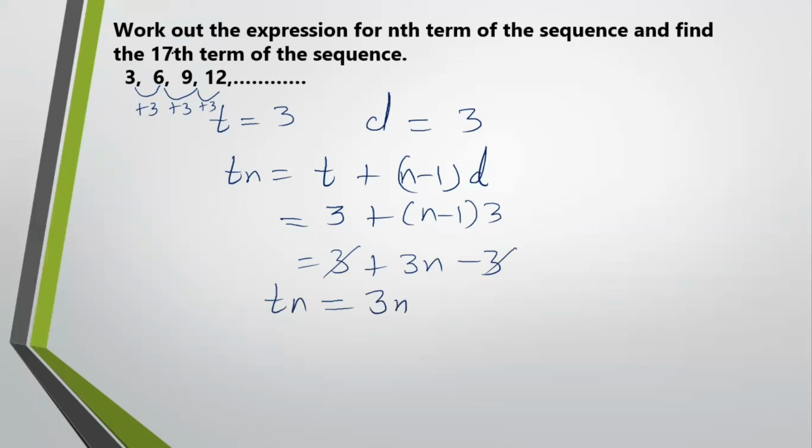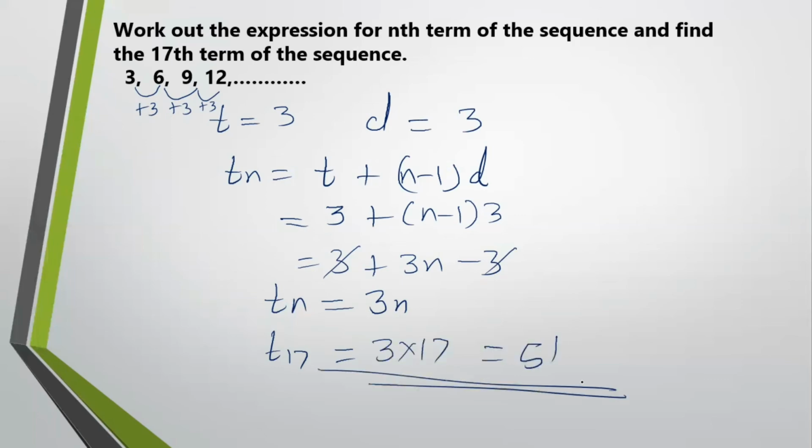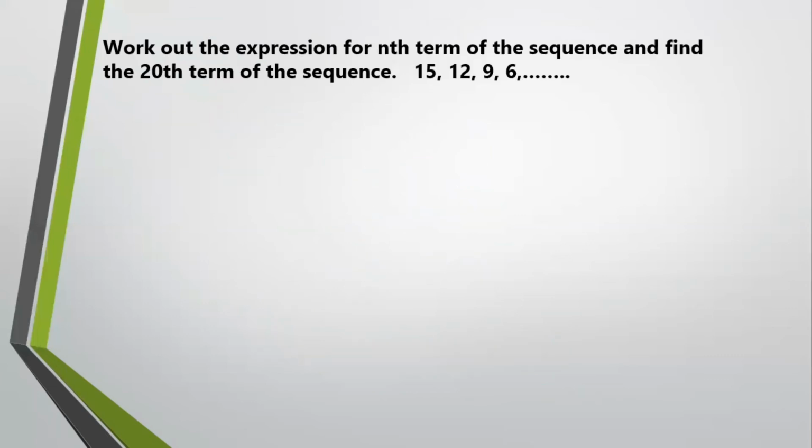And if you are asked to find the 17th term, so T17, you will put the position n is equal to 17 here. So 3 multiplied by 17, which is 51. So your 17th term is 51 here. Understood, children? Come on, pause the video and try solving this question.